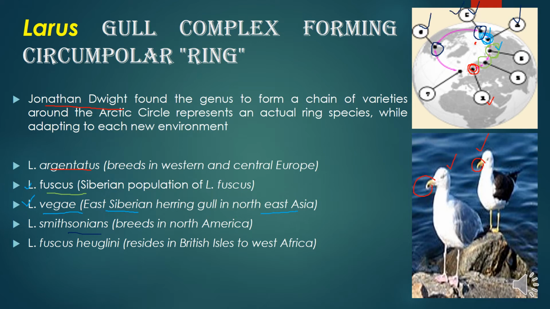So then we come to another species in the ring, that is Larus fuscus graellsii, this one, that is occurring in the British Isles as well as the west of Africa. So these species cannot interbreed. This species, that is species number 7, cannot interbreed with one. So here the interbreeding is absent, because 7 and 1 are the two end species.